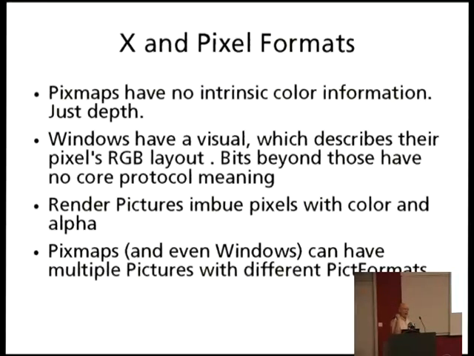Render pictures are how we take the pixels from a Pixmap and get red, green, and blue data into them. The awesome part, of course, is that you can have multiple render pictures pointing at the same underlying Pixmap, which means from that Pixmap you can actually have multiple interpretations of the pixel data in terms of red, green, and blue. You would think this would be insane and nobody would do that, except that GTK does.